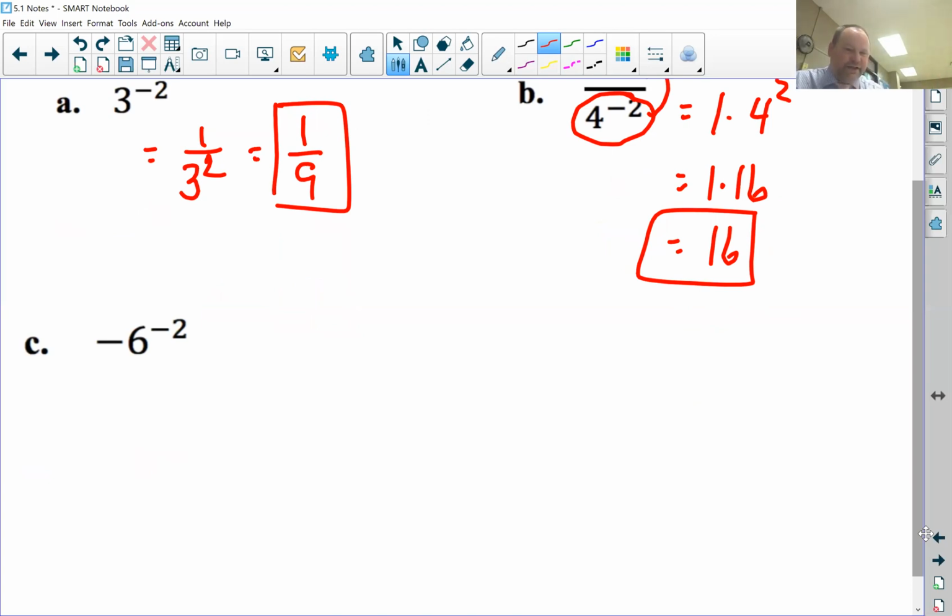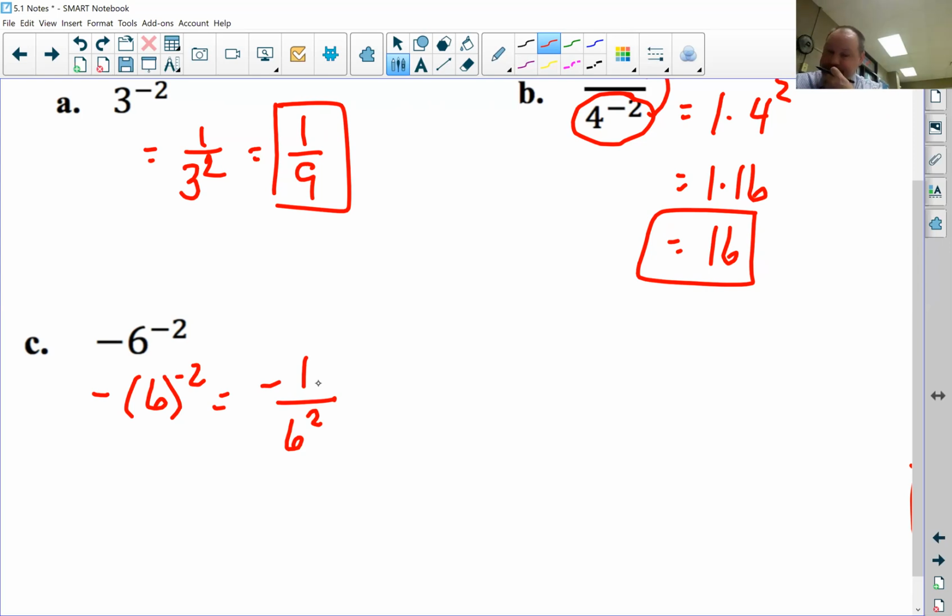Negative 6 to the negative second. Remember, the negative is not part of the thing to the negative second power. Just the 6 is taken to the negative second power. So this would be the same as negative 1 over 6 squared. And again, 6 squared is 36.